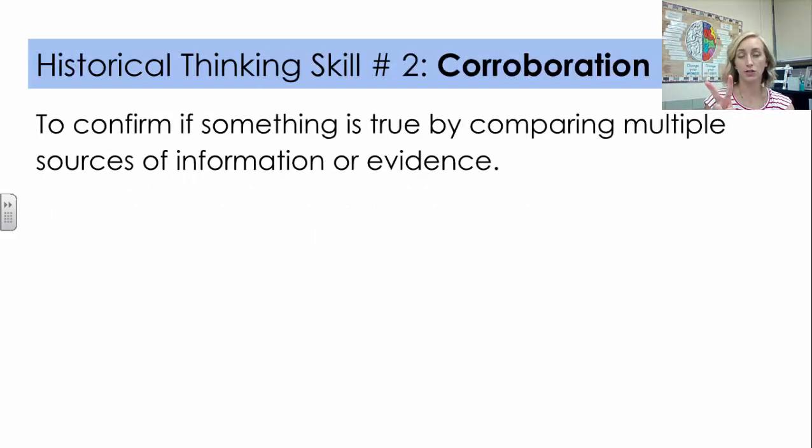Historical thinking skill number 2 is the one we just mentioned a bit ago, corroboration. This would be to confirm if something is true, right? If a statement or a claim is true by comparing multiple sources of information or evidence. And you don't just take one article or one piece of evidence and say, this is the truth. No, you need to look for lots of different sources.